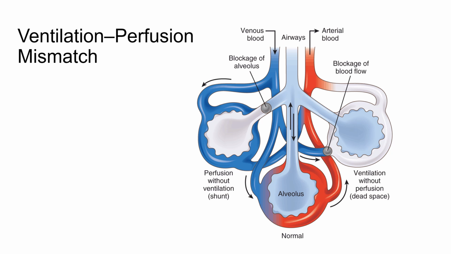There are 2 types of mismatch. On the previous slide, it was mentioned dead space and shunt. So those are the 2 types of ventilation mismatch.